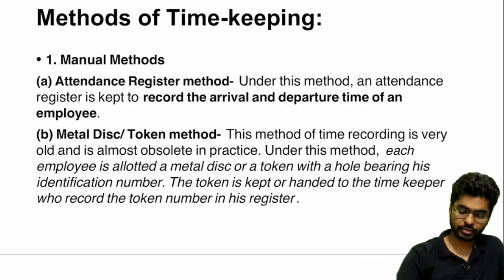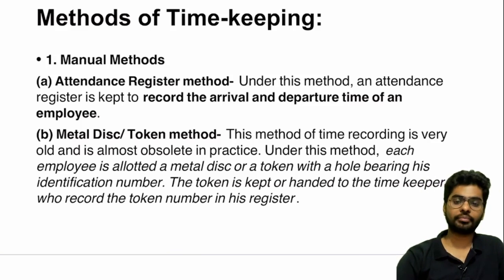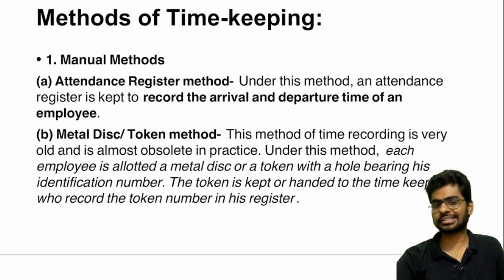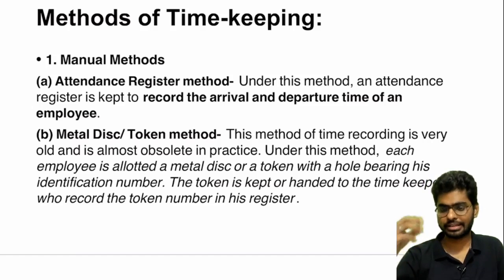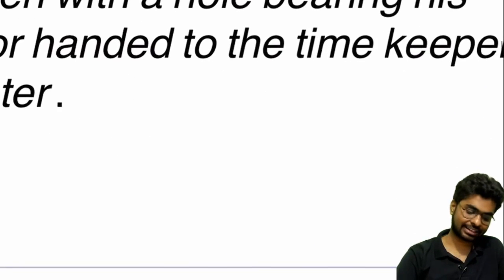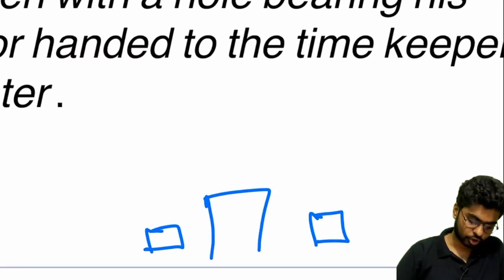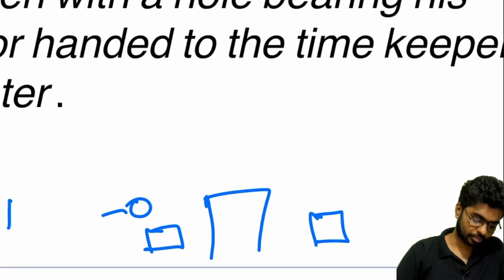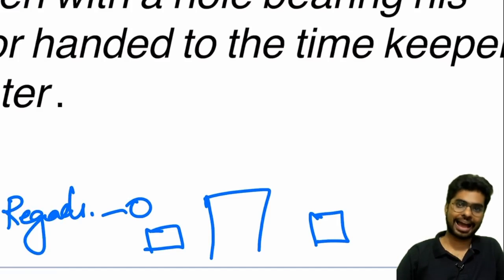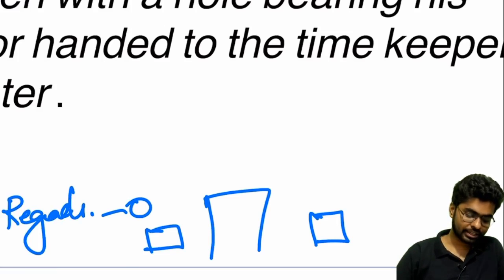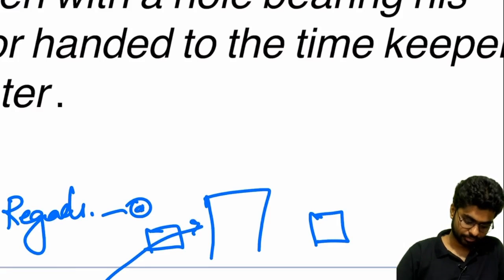Done? Now what is a token system? Now, the token system we don't follow at all. There are reasons why, and let me try explaining what a token system is. In a token system, at the factory, there are going to be tokens with regards to the employee's number. So each employee would have his own token.